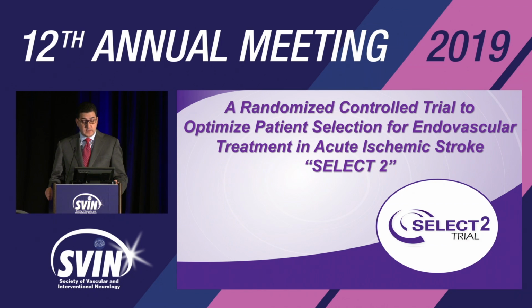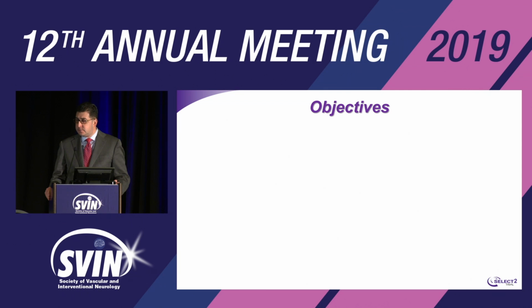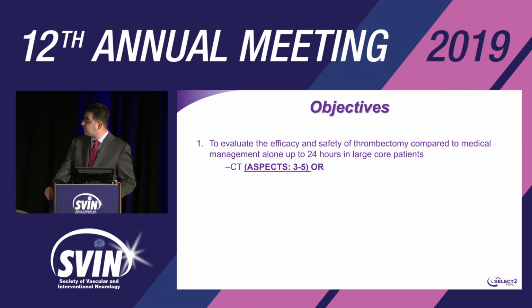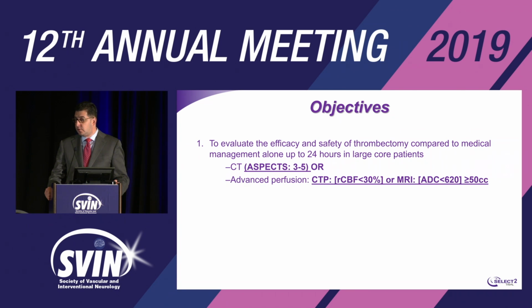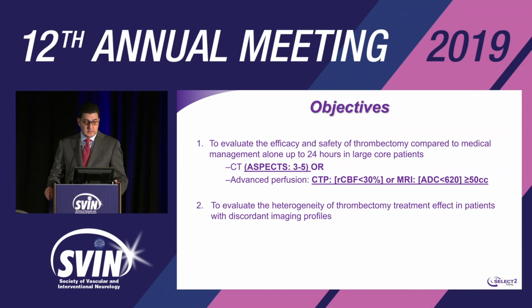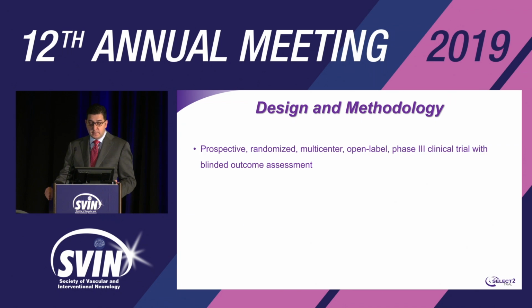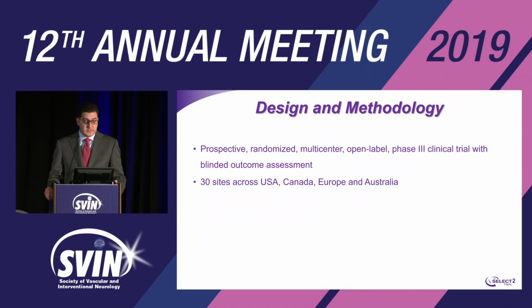So this is the design of SELECT-2. The objective, as I said, looking at the large core, safety and efficacy of thrombectomy in this patient population with an ASPECTS of 3 to 5 or a volume on perfusion more than 50, whether ADC or rCBF. All of the patients will get CT and CT perfusion, and we're looking at the heterogeneity of the treatment effect in the discordant imaging profile. This is a prospective, randomized, multi-center, open-label phase 3 clinical trial with blinded outcome assessment. It has 30 sites in the United States, Canada, Europe, and Australia. Enrollment is up to 560 patients.